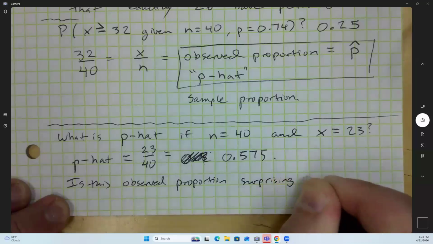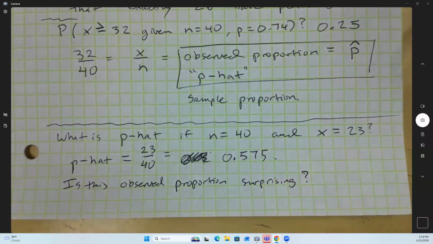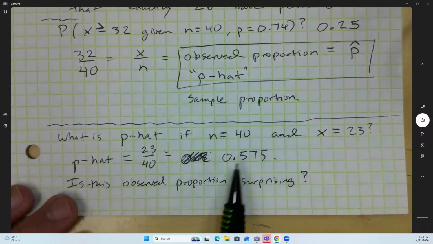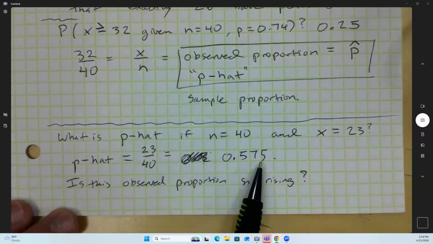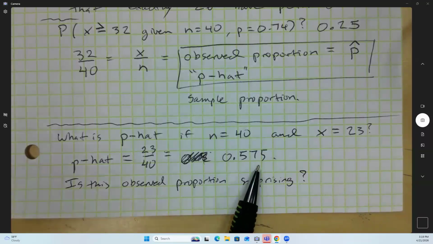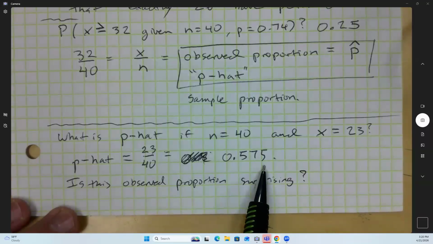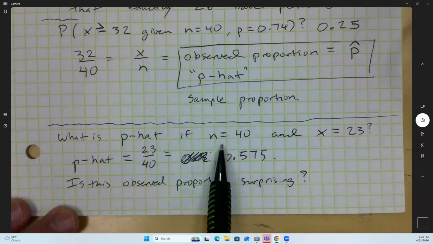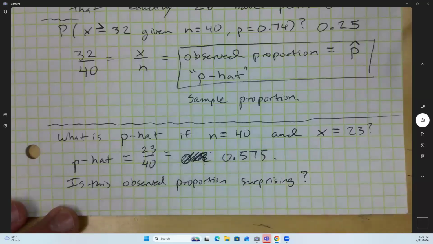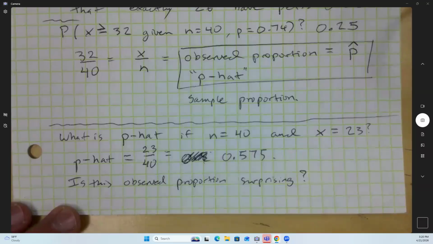Is this observed proportion surprising? Well, how do we answer that question? This is one place where probabilities get confusing, because 0.575 is a probability, but that's not the one we used. That's not what we compare to the 5%. This is technically not a probability, it's an observed proportion. What I want to know is, observing this data, would that be surprising?